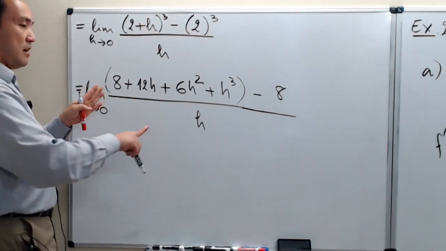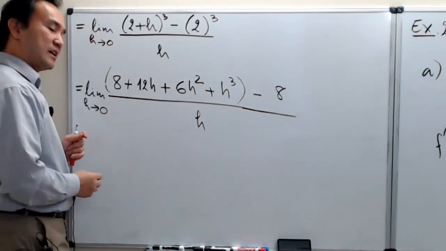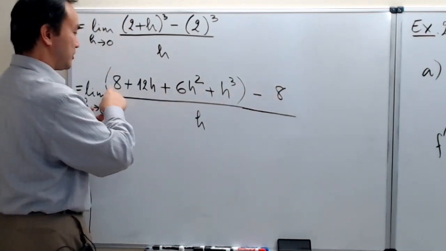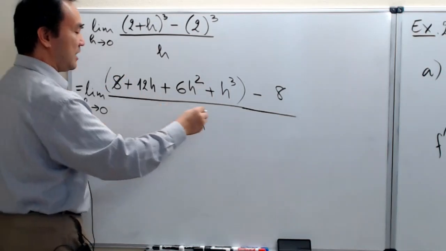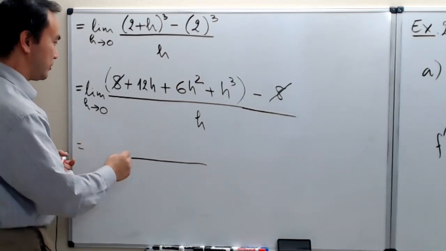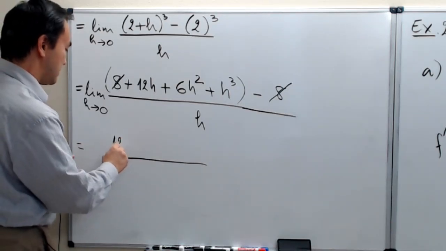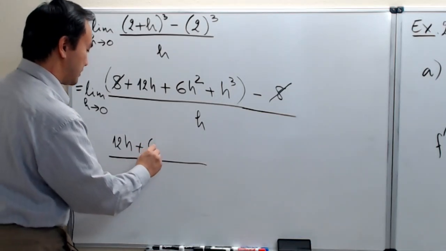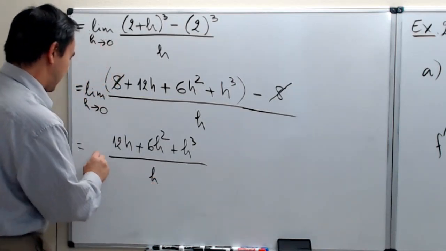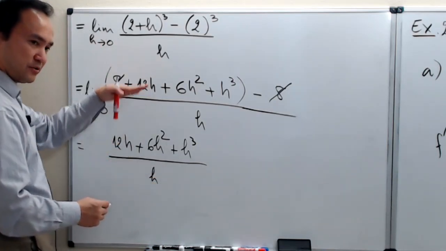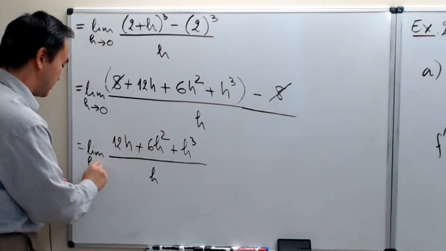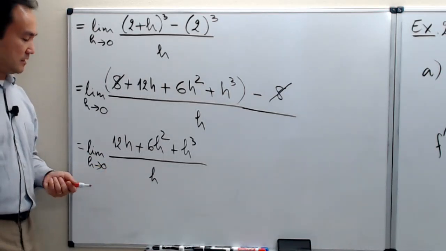All right, but now at this point, more algebra is waiting for us ahead. We can cancel the common opposite terms here. After canceling out the 8, my quotient reduced to something a lot simpler. We're looking at 12h plus 6h squared plus h cubed over h. From that step to this step, it's simply just algebra. And I haven't done any limits, so I'm going to keep the limit symbol the same there.